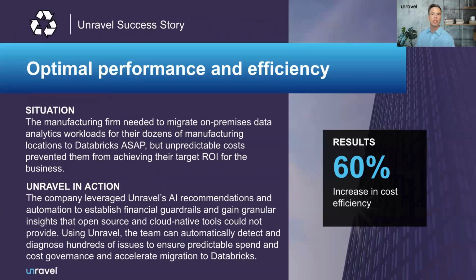So the director of engineering at the large aluminum producer and recycler leveraged Unravel's AI recommendations to guide the team to success in optimizing cost, performance, and productivity. As a result, they saw a 60% increase in efficiency within just a few weeks.